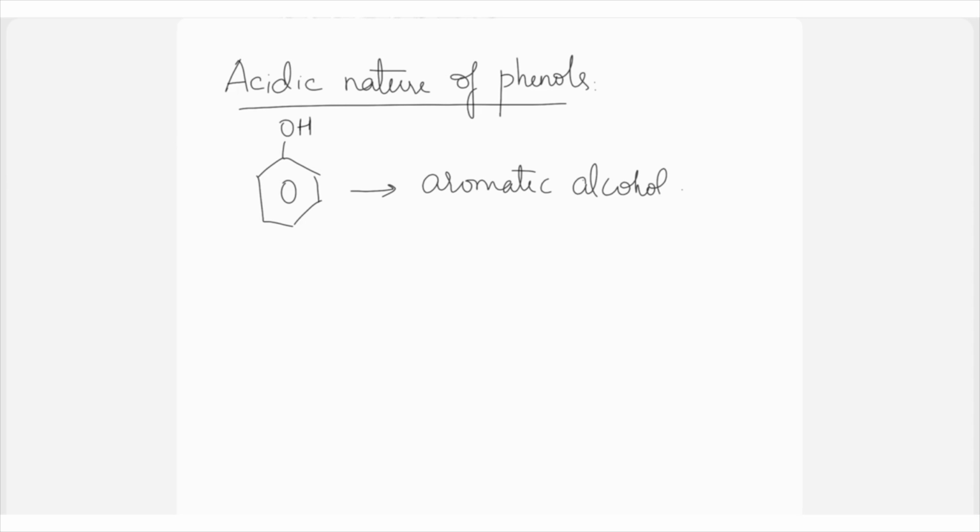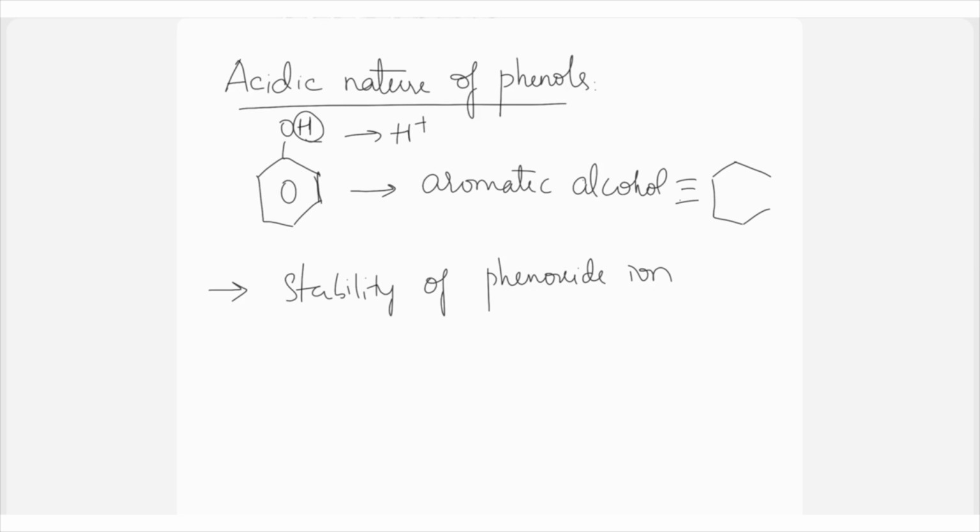Now, the acidic nature of phenol, if we are going to discuss, we need to look at the stability of its phenoxide ion. Stability of the phenoxide ion. Now, what is phenoxide ion? Whenever from the phenol, if we remove the proton, meaning hydrogen without any electrons, just the H plus, the bonded pair will shift on to the oxygen, and that will result in the formation of phenoxide ion. This is the structure of phenoxide ion.